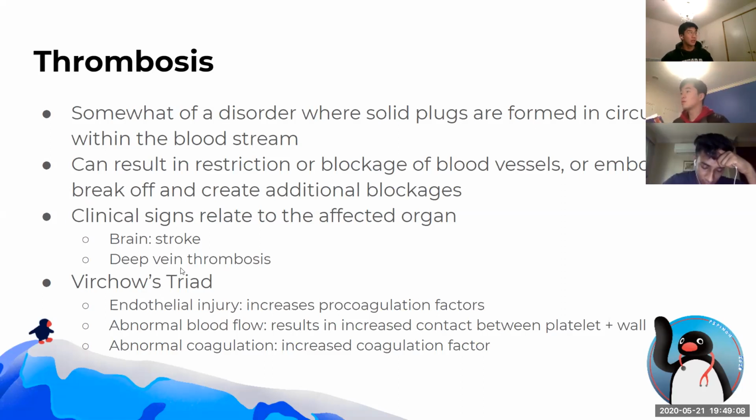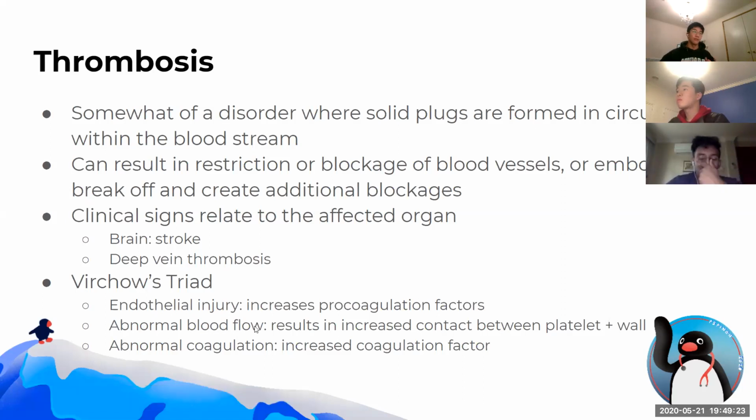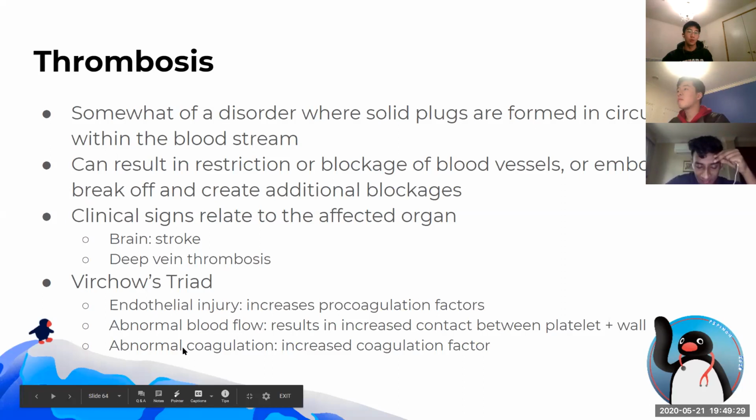which affects our thrombosis. And this is endothelial injury. So if we injure our blood vessels, if we have abnormal blood flow, so this might be your heart not pumping correctly, as a result your platelets are going to hit the walls of our endothelium more. And then we might have abnormal coagulation. So we might have too many coagulation factors or incorrect activation.